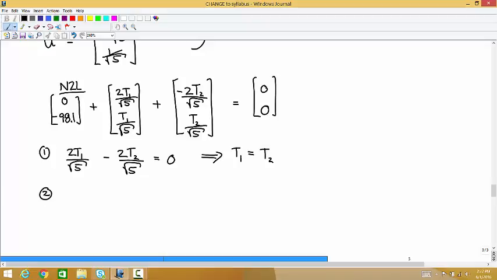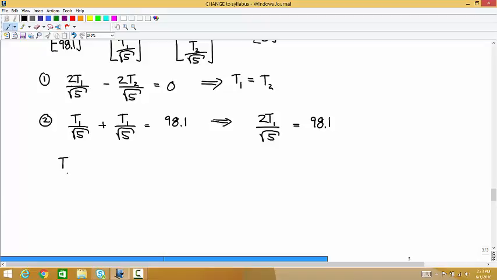And then the second equation says, I'll move the 98.1 over to the right side. So we have, and I'm going to substitute in for t2. I'm not going to do that all at once. Okay, so t1 over square root of 5 plus t1 over square root of 5 is equal to 98.1. And so 2t1 over square root of 5 is equal to 98.1. And so now you can solve for t1, and you get t1 is equal to about 109.73. And so therefore t2 is also equal to 109.73.